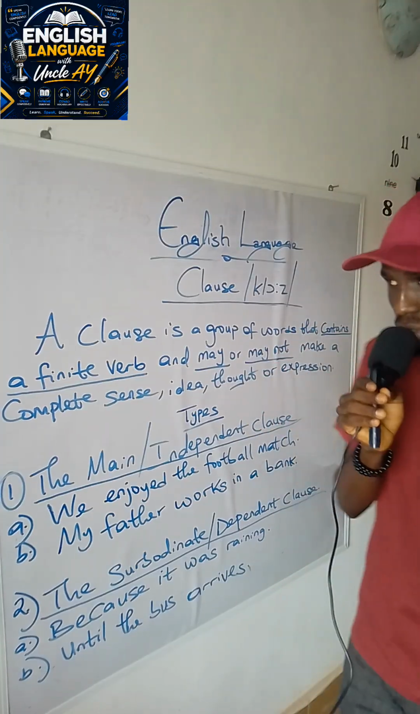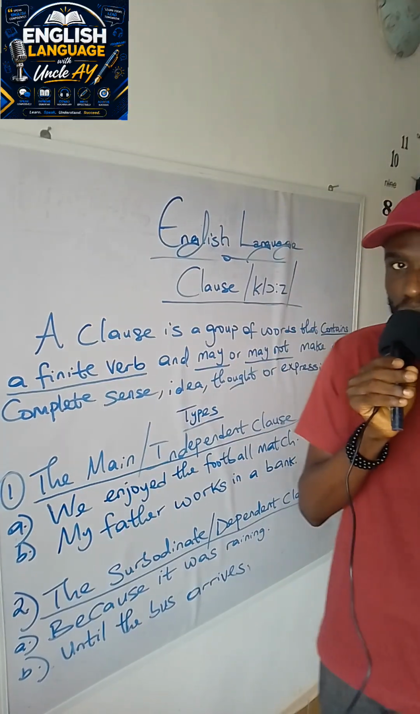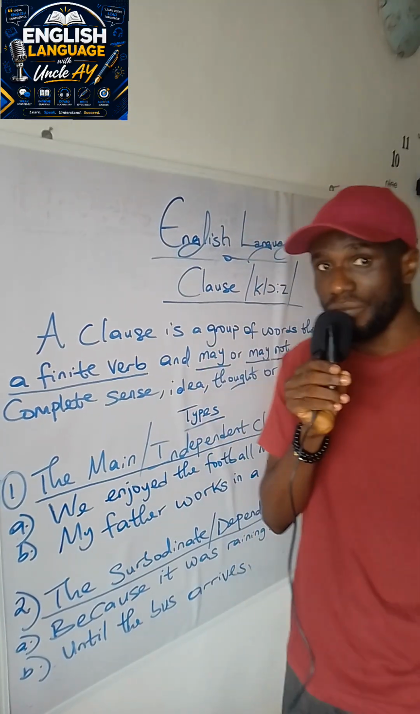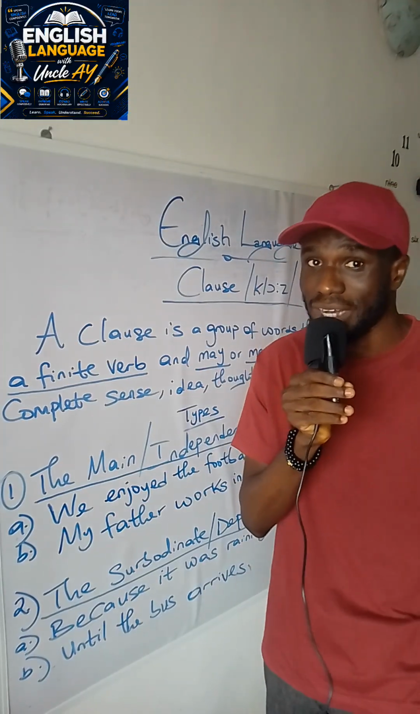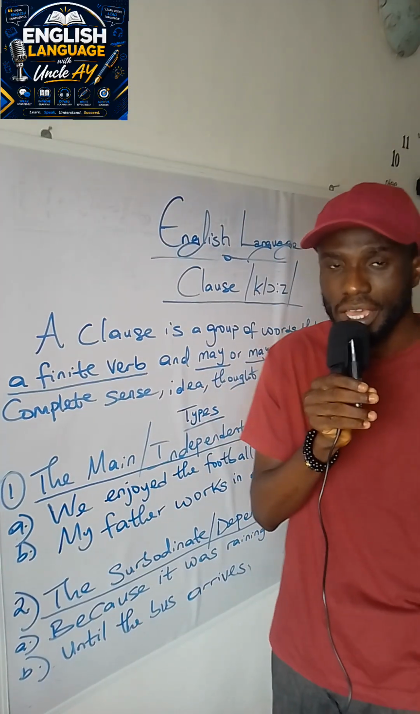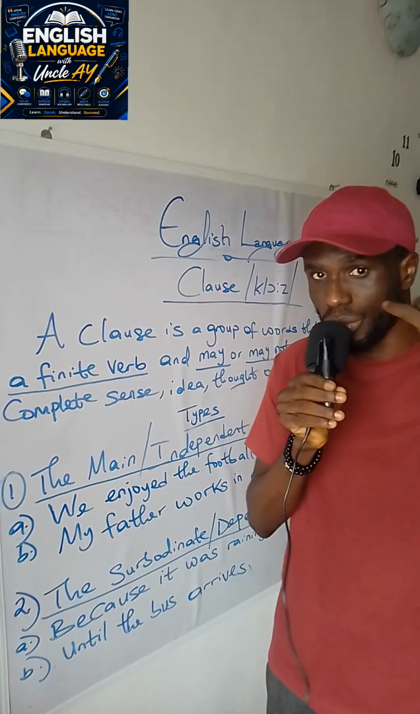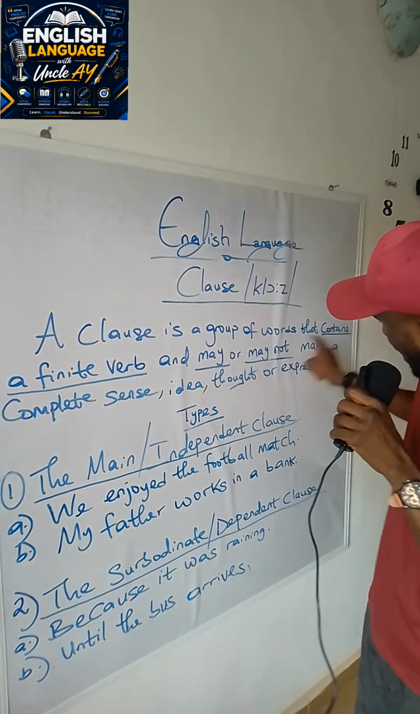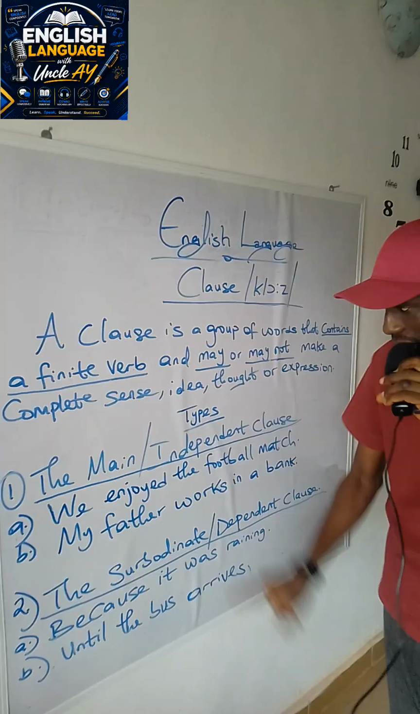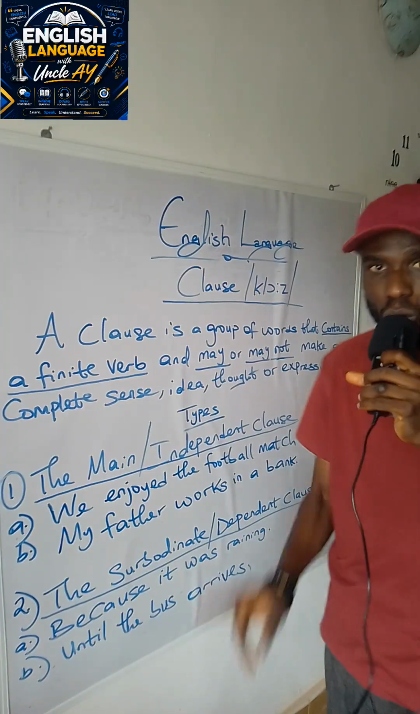But I want us to go right into the next topic, which is clause and the definition. So the big question is, what is a clause? A clause is a group of words that does possess a finite verb. And because it possesses a finite verb, it may or may not make a complete sense, idea, thought, or expression. I'll go over that again. A clause is a group of words that does possess a finite verb. It contains a finite verb. And because it contains a finite verb, it may or may not make a complete sense, idea, thought, or expression.